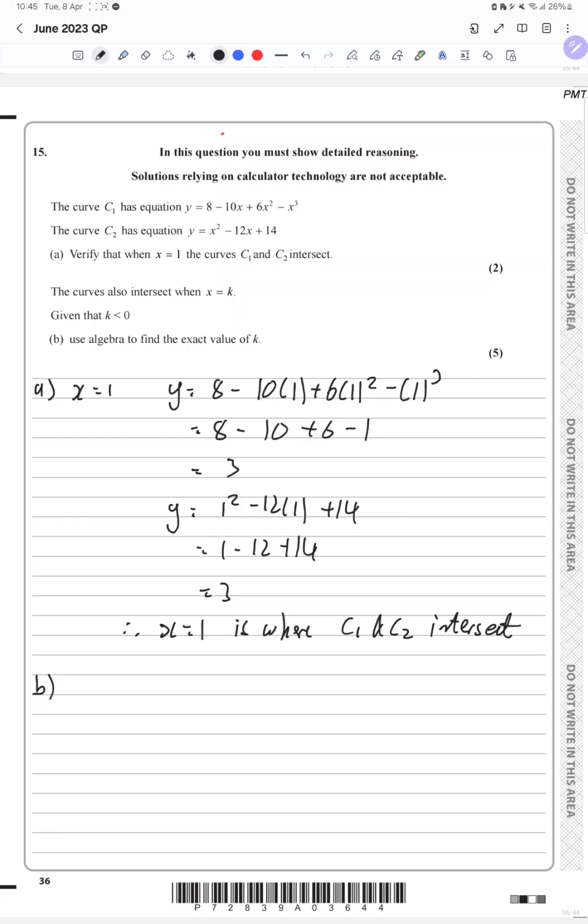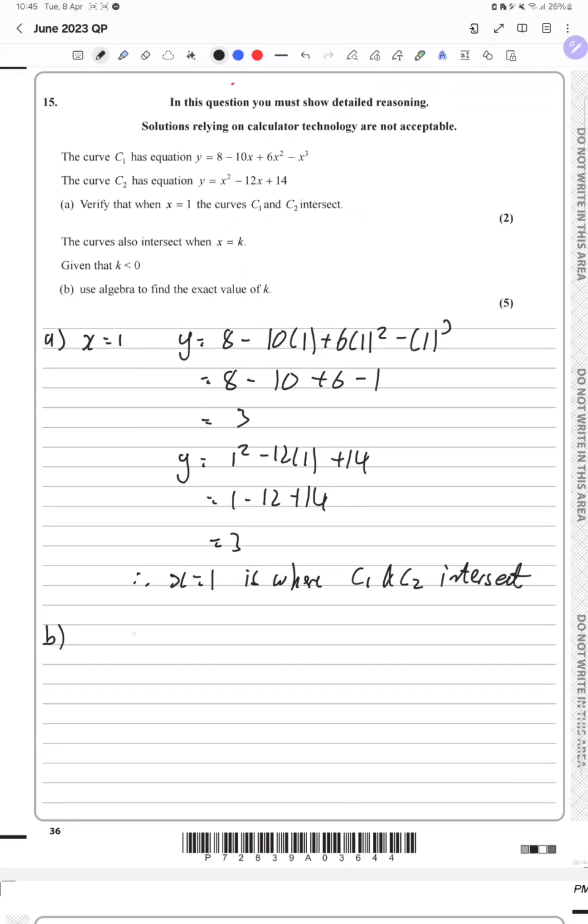Okay, part B. Curves also intersect at this point where k is less than 0. Use algebra to find the exact value of k. So, intersect, meet, that's about it. Both of them mean simultaneous equations. So if I move everything to one side, I'm going to get minus 5x squared minus 2x plus 6.